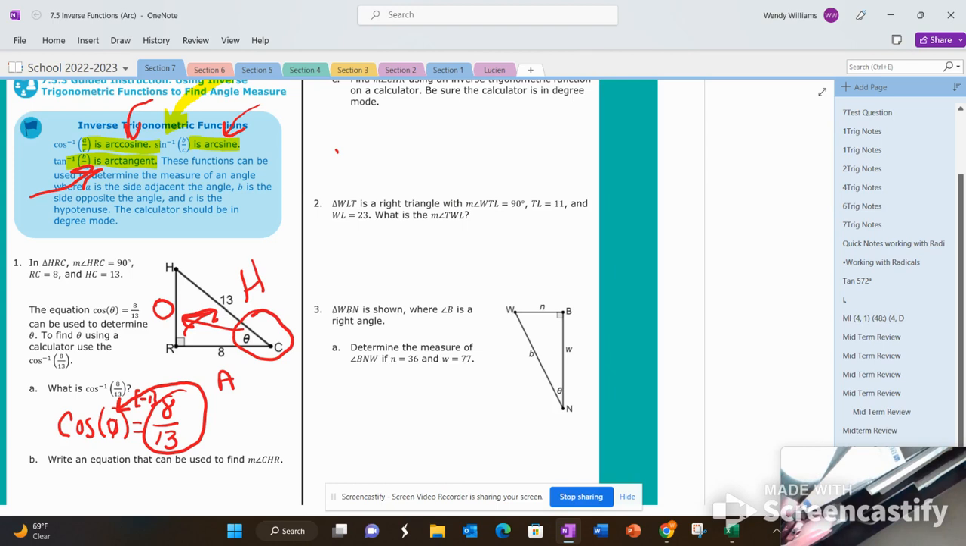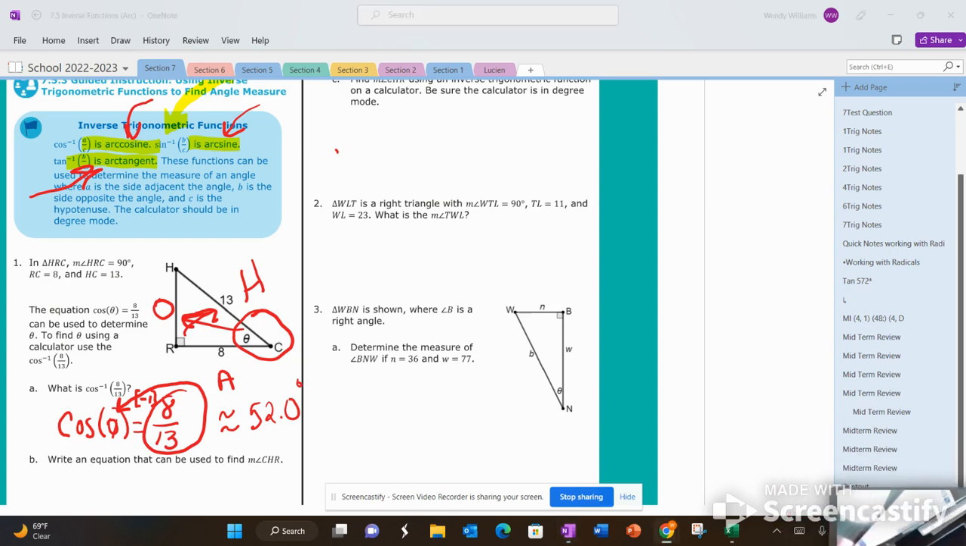Okay, so let's get your calculator out. Everybody should have a calculator. You shouldn't be scrambling over behind the desk to get a calculator, but you should have one. All right, take 8 divided by 13 equals second cosine, and we should get approximately 52.0 degrees. And for all practical purposes, today we're going to round to the nearest tenth, okay?